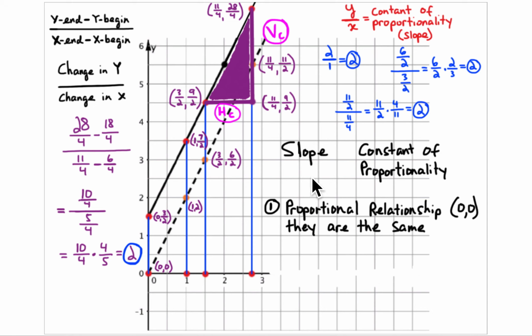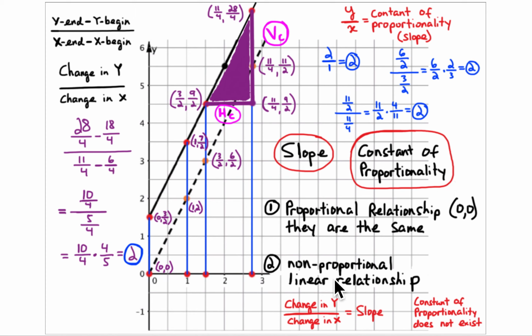Finally, if you compare the slope to the constant of proportionality, for a proportional relationship, they are the same. For this relationship right here, this dotted line, the slope is the same as the constant of proportionality, because in both cases, the change is subtracting 0. So the y-coordinate is the vertical change, the x-coordinate is the horizontal change, so the slope is going to be the same as the constant of proportionality.